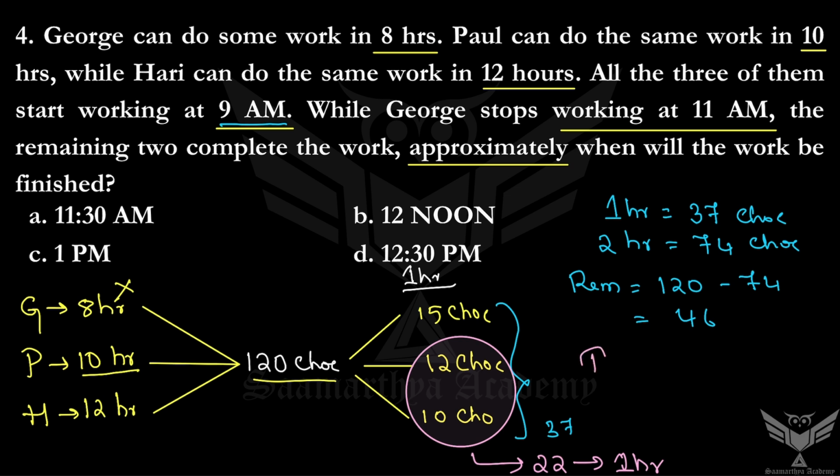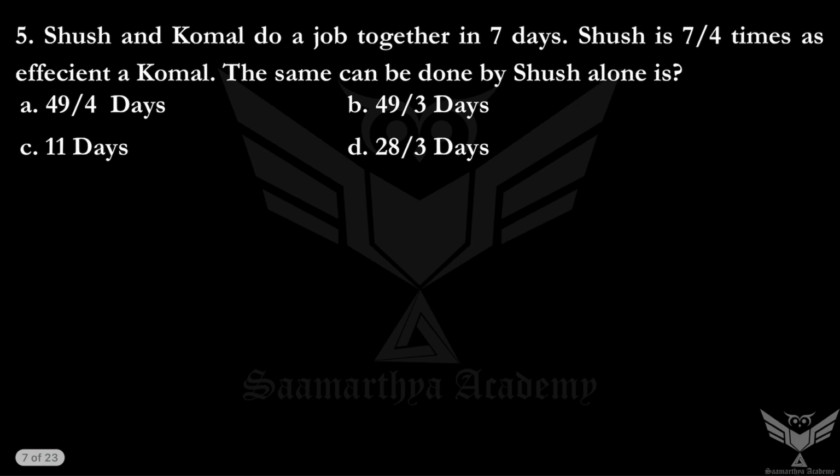So what will be the time taken? Remaining 46 by 22 is approximately 2 hours. That means 2 hours after 11 a.m. is 1 p.m. That's my answer. So let's move on to the next one.